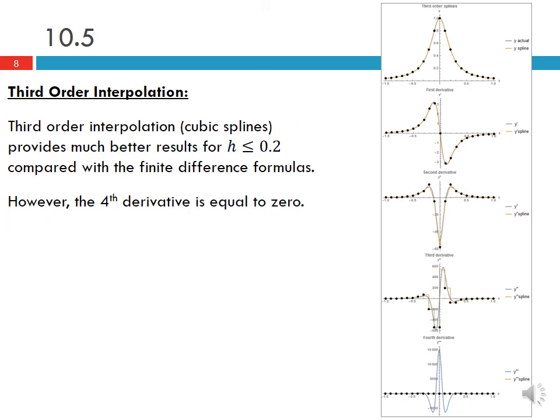Using third order interpolation or cubic splines, we get much better results even for h up to 0.2 compared with the finite difference formulas. And this is for all of the derivatives up to the third one, but the fourth derivative is equal to 0 because we're using only a third order interpolation function.